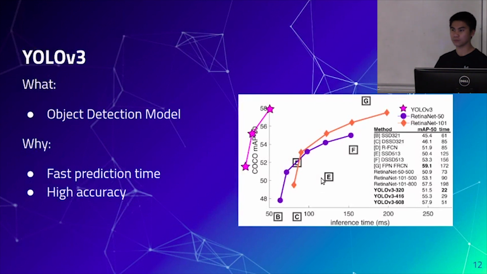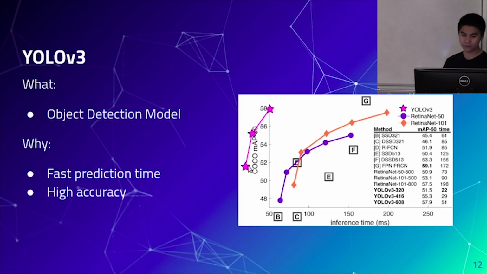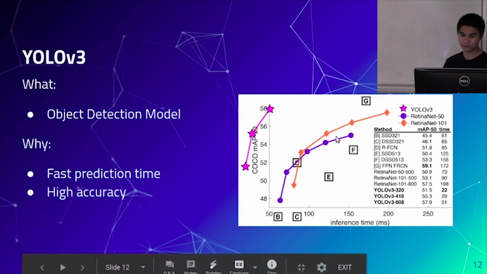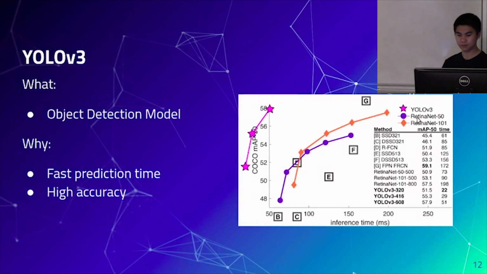So YOLOv3 is pretty much one of the fastest prediction models out there right now. It has a decently high accuracy as well. It's not as accurate as the two-stage models, but if you want something that has really fast detection speeds, then YOLOv3 is one of the top ones. As you can see in this graph, for inference time, YOLOv3 is the star one. The inference time is far ahead of these two other object detection models, but the accuracy is still fairly high.